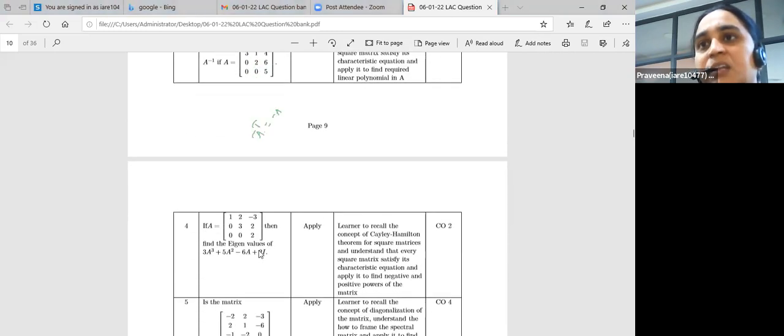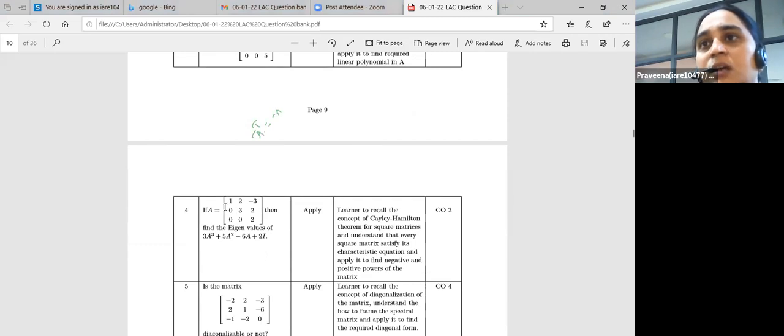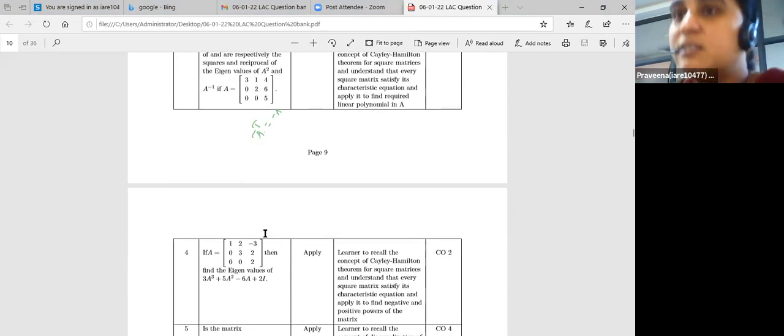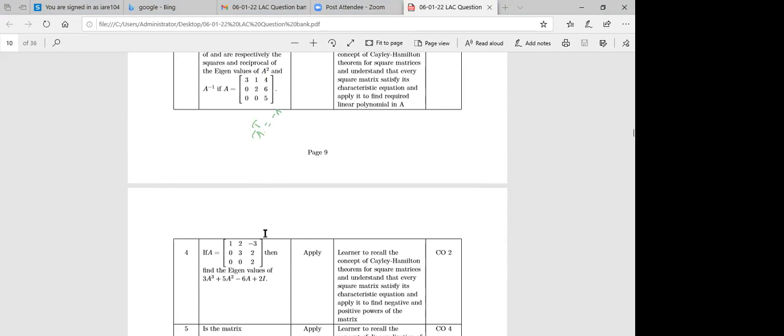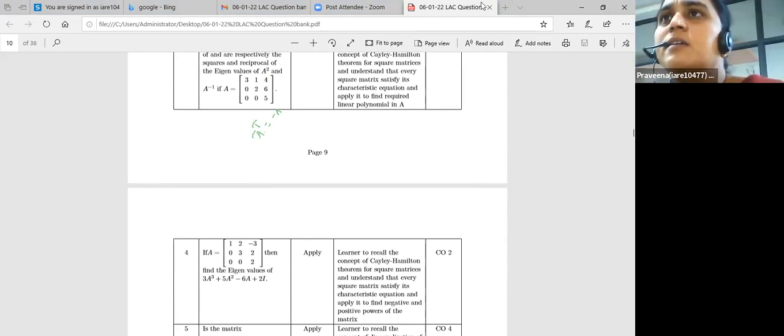Okay. Next, fourth question. If A is 1, 2, minus 3, 0, 3, 2, 0, 0, 2, then find the eigenvalues of 3A cube plus 5A square minus 6A plus 2. Anyone got the answer for this question? Tell me the procedure for that.